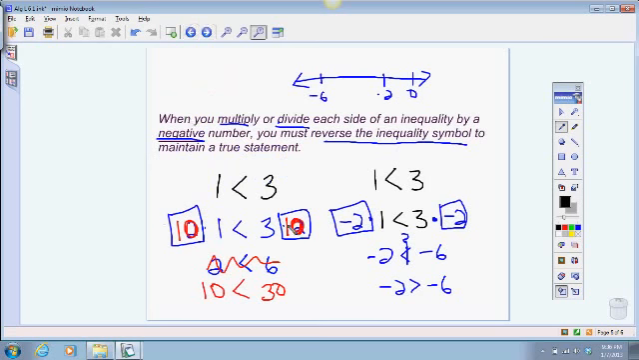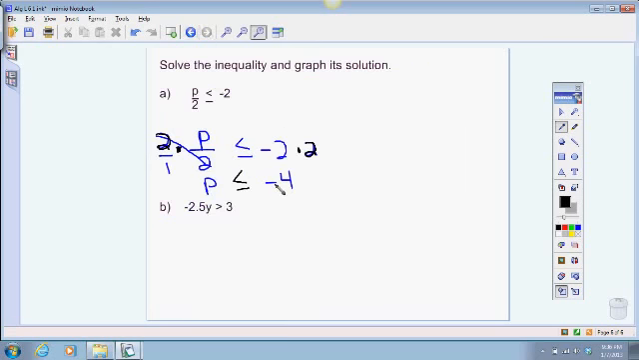Remember, if you multiply by a positive number, your inequality holds true. Doesn't matter that this is negative. If you multiply by a positive number, your inequality stays the same. Graphing.